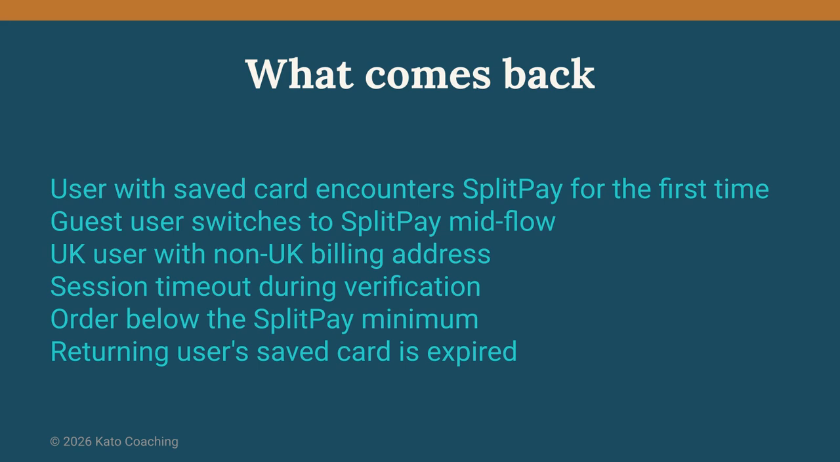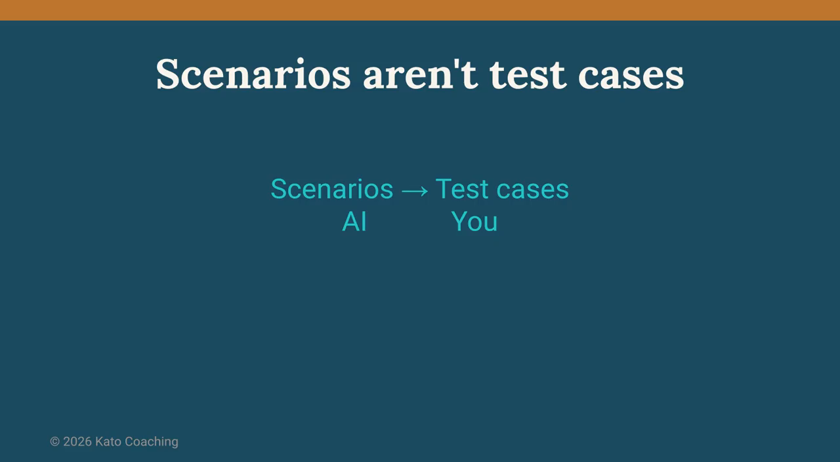These are scenarios worth thinking about. Some you'll test, some you'll rule out. That's your job. Brainstorming scenarios is not the same as generating test cases. AI gets you a list of things worth considering. You decide which ones represent real risk, which ones are already covered by existing tests, and which ones need something new. The thinking doesn't disappear. It just starts in a better place.